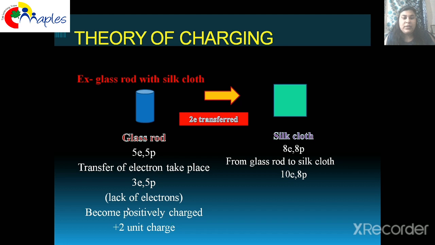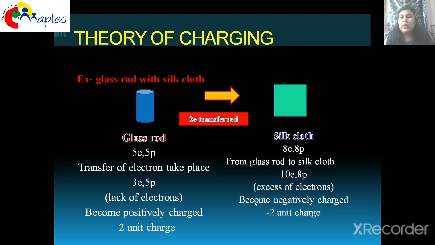Now, because 2 electrons are transferred from the glass rod to the silk cloth, there is a lack of electrons. You can see here the number of protons is higher and the number of electrons is lesser, so there is a lack of electrons. That is why the glass rod becomes positively charged, because the number of protons is greater than the number of electrons. The question is how much positive charge this glass rod has. The number of transferred electrons is 2, and there are 2 extra protons, so it contains 2 unit positive charge.